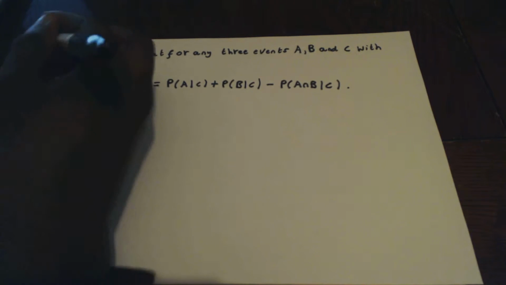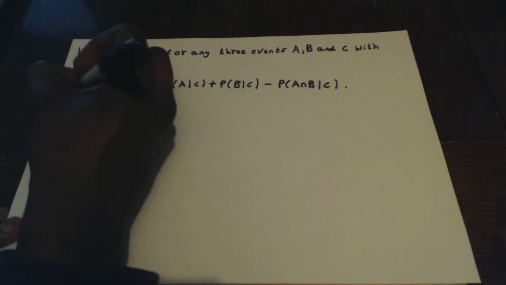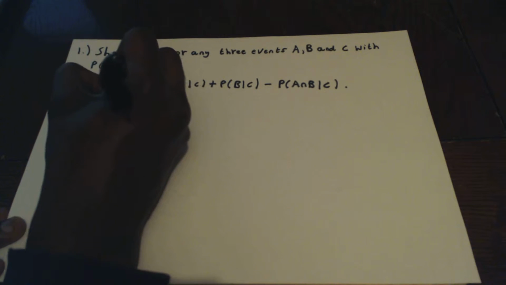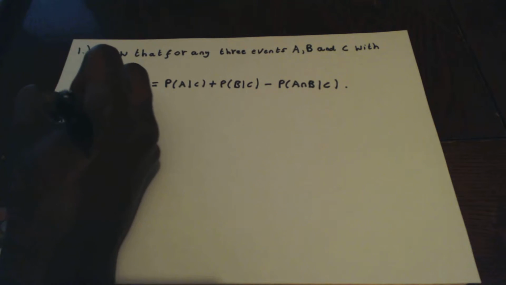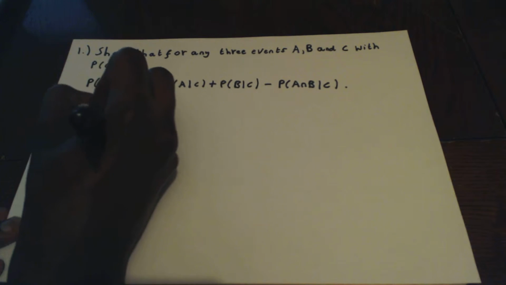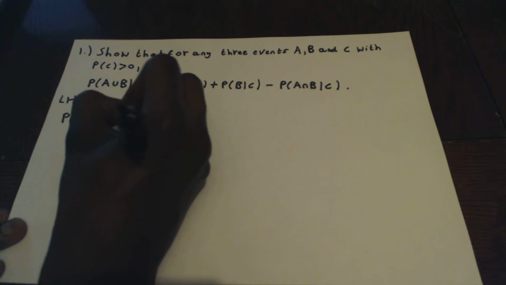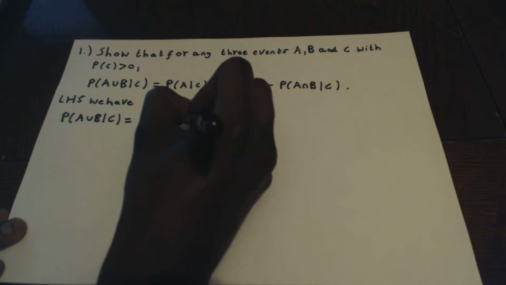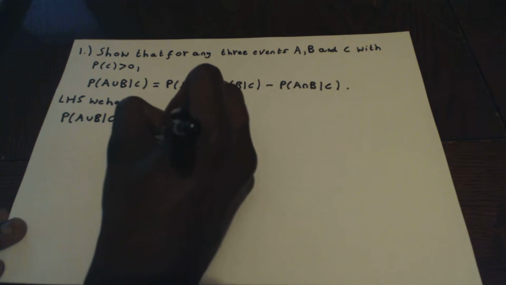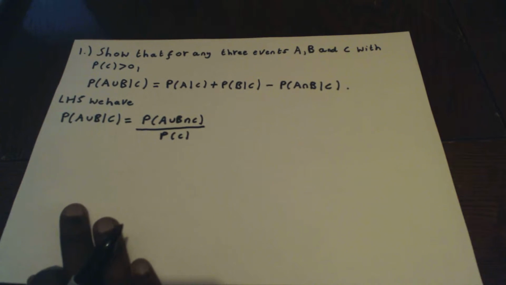So we've got the probability of A union B given C. On the left hand side, what do we have? I'm just going to apply the definition of conditional probability for that. So that's going to be equal to the probability of A union B intersection C over the probability of C, which was by conditional probability. I'm sure most of you have done that.